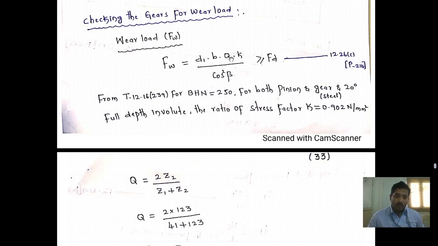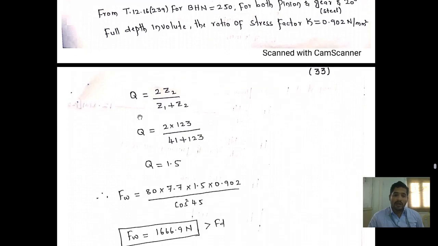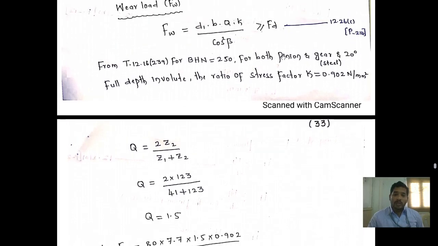After that, first of all we need to find out the value of Q. We have the formula Q equal to 2Z2 by Z1 plus Z2. 2 as it is, into Z2, which is 123. The number of teeth on the pinion is 41, and the number of teeth on the gear is 123. If you divide, for the value of Q you will get the answer as 1.5. After getting the value 1.5, you need to substitute it in the above equation.